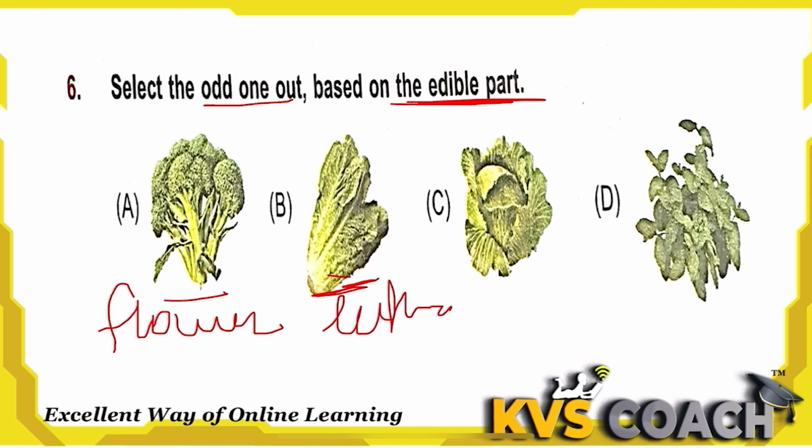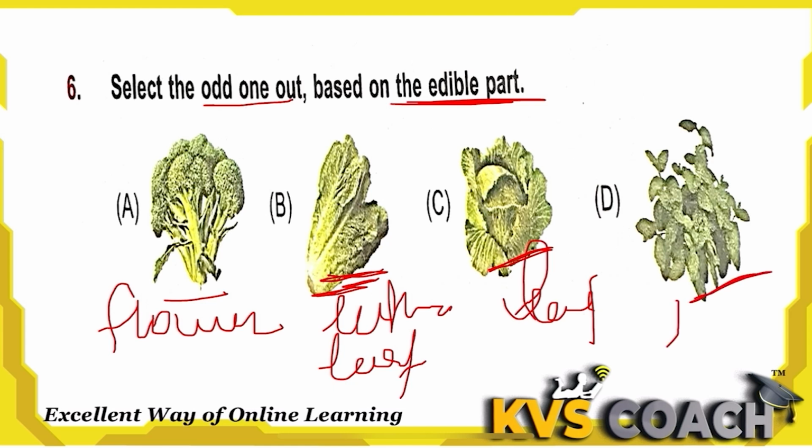Lettuce is a green vegetable. It means this is the leaf part of the plant. Third one is the cabbage, and cabbage is also the leaf of the plant. Fourth one is mint. Mint is also a leaf. So it means these three are all leaves, but option A is a flower. It means option A is the odd one out.